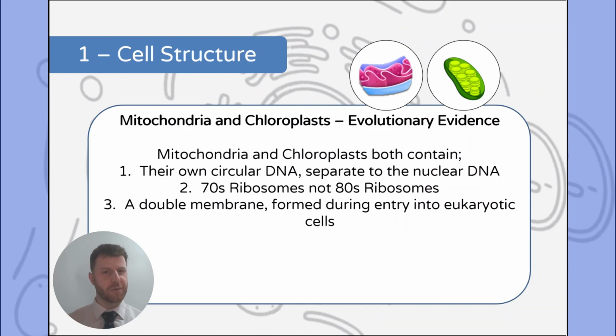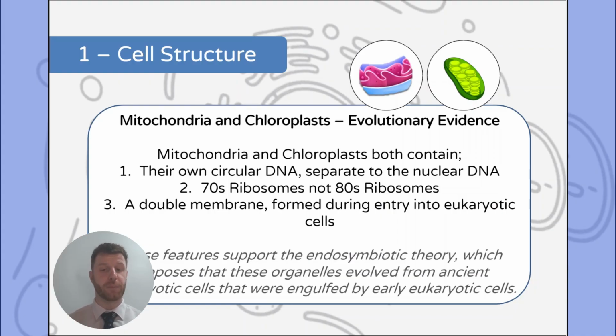They've got 70S ribosomes, their own ribosomes instead of the 80S ribosomes which we find in eukaryotic cells. You can start to see a trend here. Last but not least, they have their own double membrane, which we believe was formed during entry into eukaryotic cells. Now that leads us to the following conclusion point.